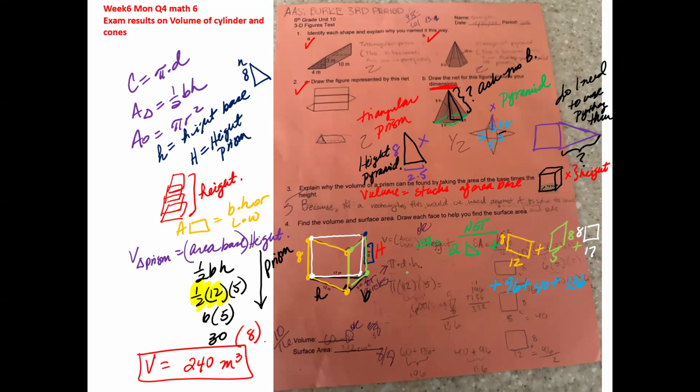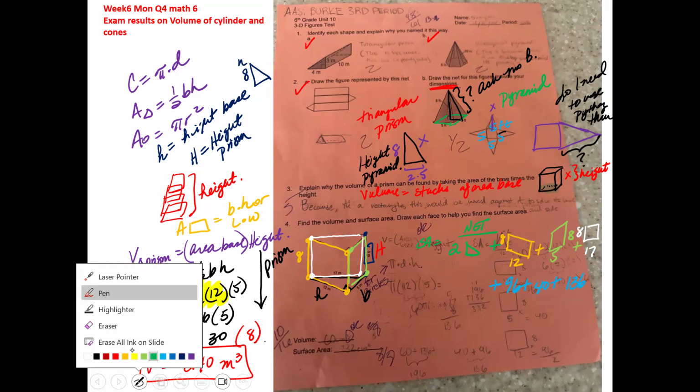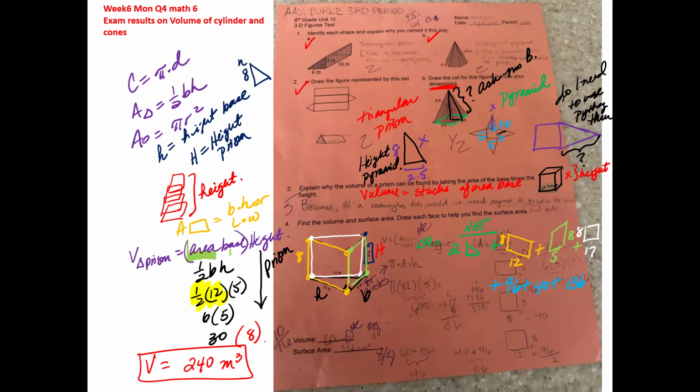So look at this triangle. Didn't we find the area of the base on the first one here? Like when you found the volume, didn't you find the area of the base right here?